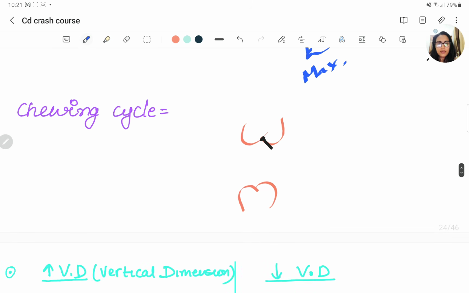Chewing cycle is how you chew. Take the mandible, and the chewing cycle is like this. So it's like a teardrop. Chewing cycle is teardrop shape.